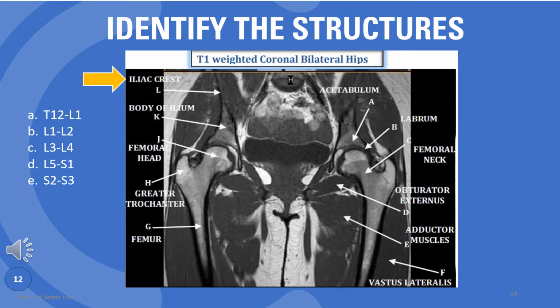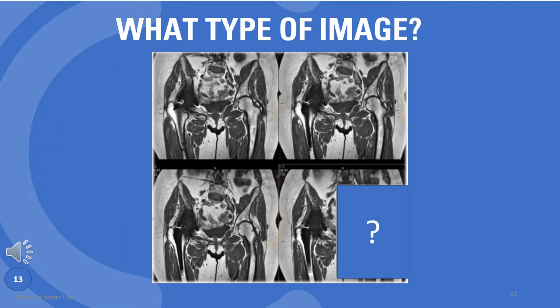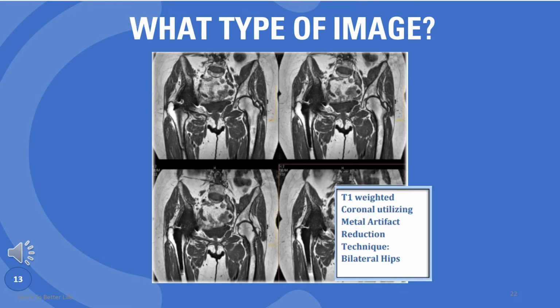Because we use the iliac crest a lot in clinical practice, do you remember what level of the lumbar? The iliac crest is at L3, L4. You will use it as the reference to position your patient correctly when you do the lumbar scan. Do you know what sequence or type of image this is? This is a T1 weighted image of the bilateral hips, in the coronal plane, using the metal artifact reduction technique.